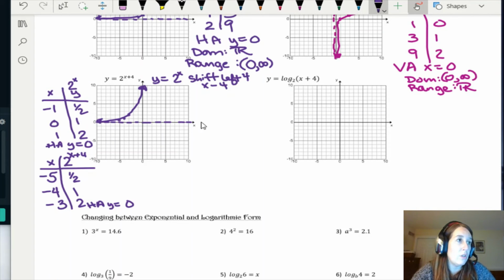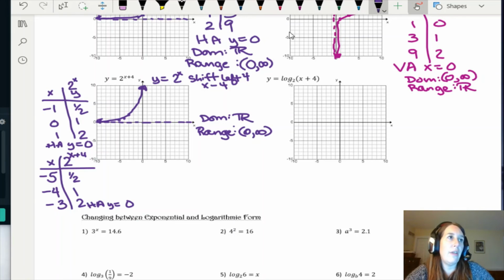Okay, so let's talk about the domain and range. Oh, hey, aren't they the same as the last one? The domain is all real numbers. Every value can be put in for x. The range is still 0 and up, so parentheses 0 to infinity, or not including 0. Okay? All right, so then finally, let's graph the.